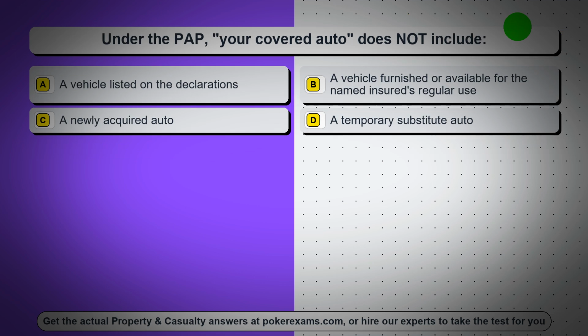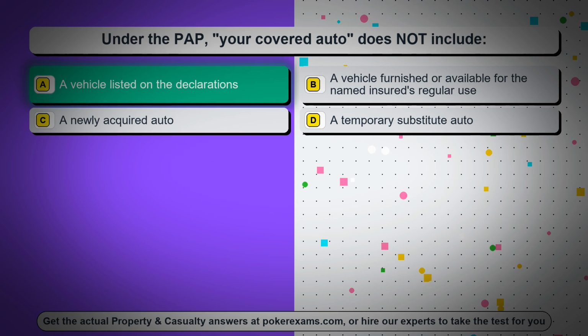Question 47. Under the PAP, your covered auto does not include option A, a vehicle listed on the declarations. Option B, a vehicle furnished or available for the named insured's regular use. Option C, a newly acquired auto. Option D, a temporary substitute auto. The correct answer is option A, a vehicle listed on the declarations.